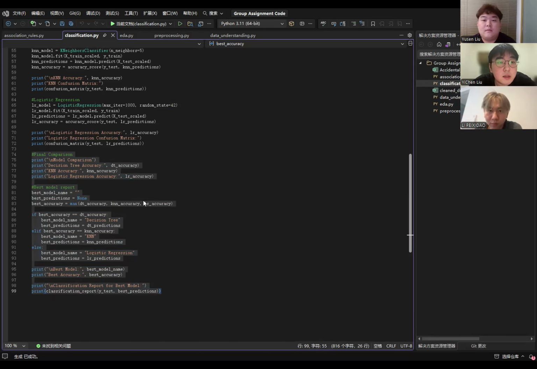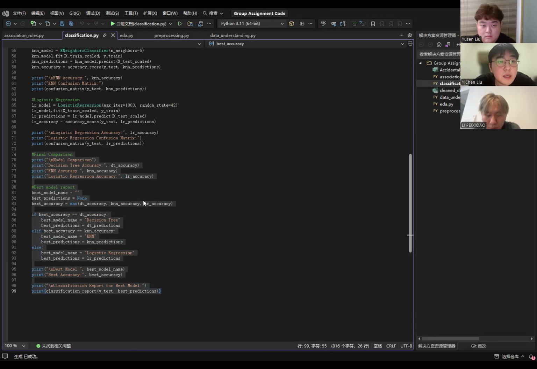Looking at the precision, recall and F1 score, the opioid class performs better. With an F1 score around 0.86, this suggests the model is relatively reliable in identifying opioid-related deaths.